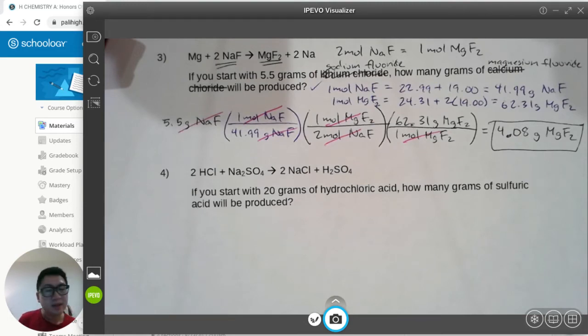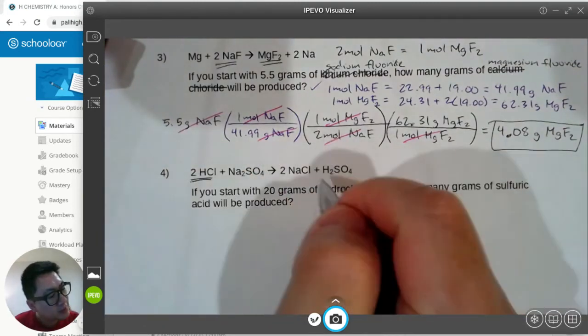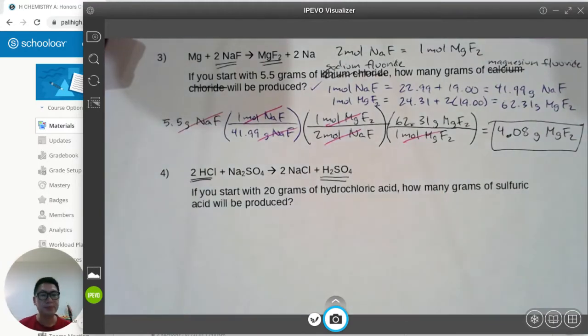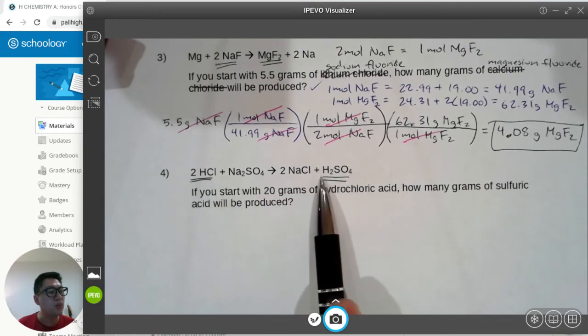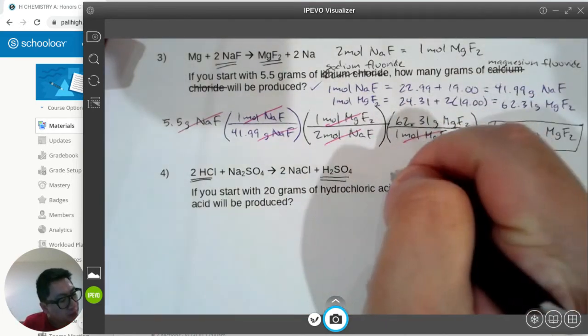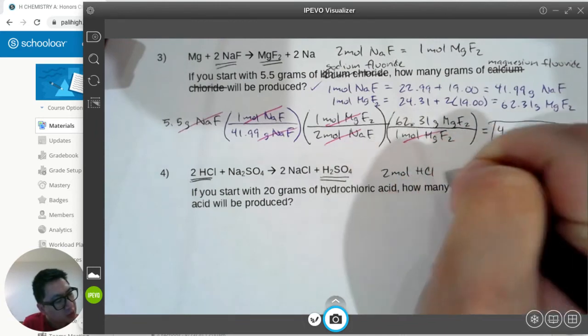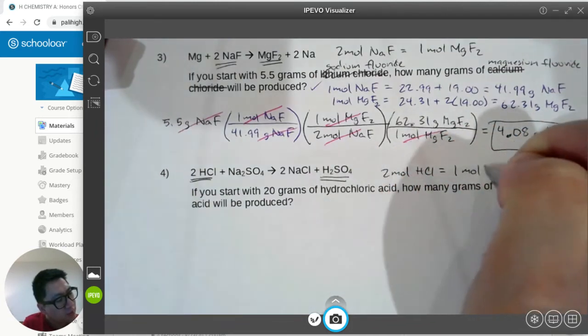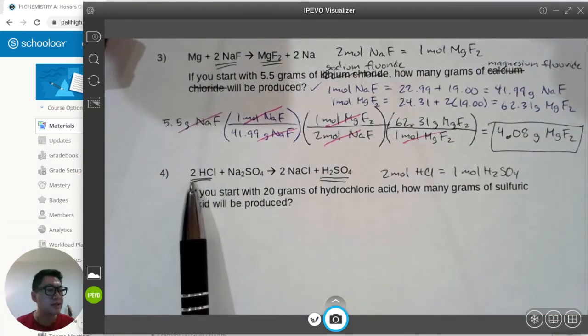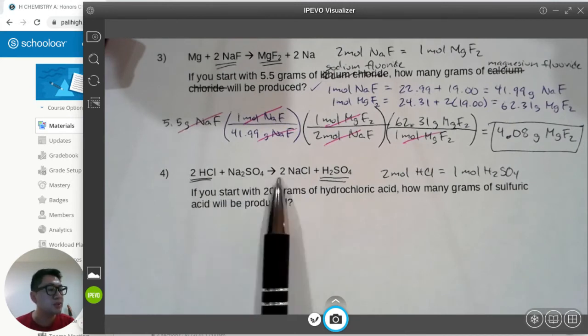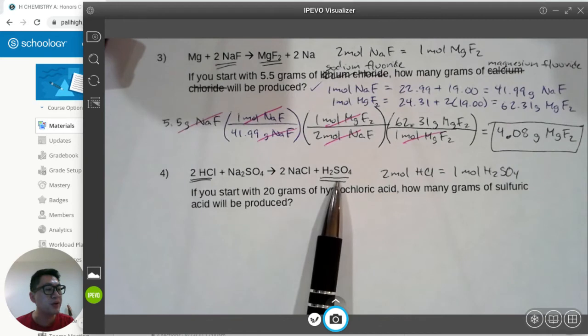Okay, the next question, number 4 here. If you start with 20 grams of hydrochloric acid, how many grams of sulfuric acid will be produced? All I know is 2 moles of HCl, hydrochloric acid, makes 1 mole H2SO4, sulfuric acid. Technically, the equation reads 2 moles of hydrochloric acid, 1 mole of sodium sulfate makes 2 moles of sodium chloride, and 1 mole of sulfuric acid.